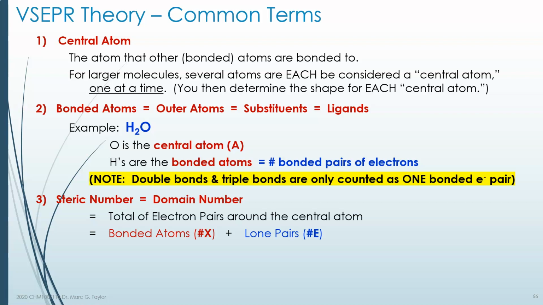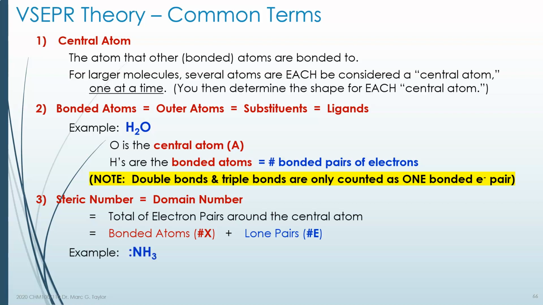And the sum of those, so in the case of water, we have an oxygen that has 2 hydrogens, but it also has 2 lone pairs. So the total steric number or domain number for the oxygen in water would be 4.